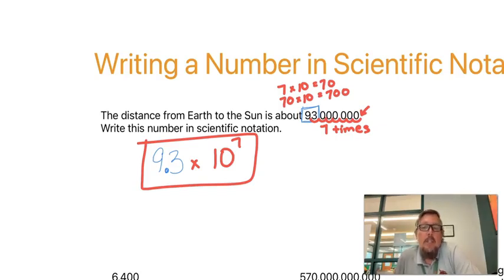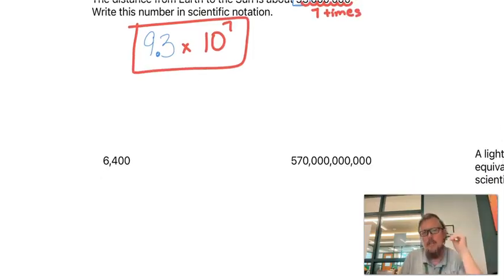And if we put 9.3 times 10 to the 7th in a calculator, we would get 93 million. Let's do a few more examples. Let's take a look at this number, 6,400.